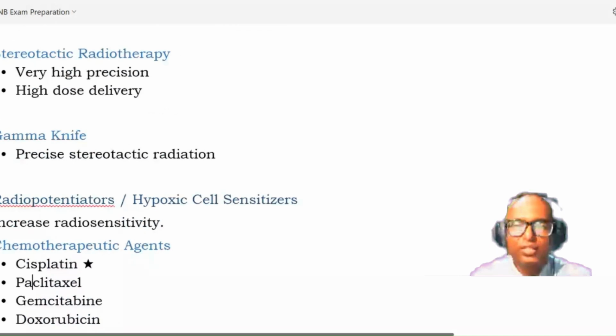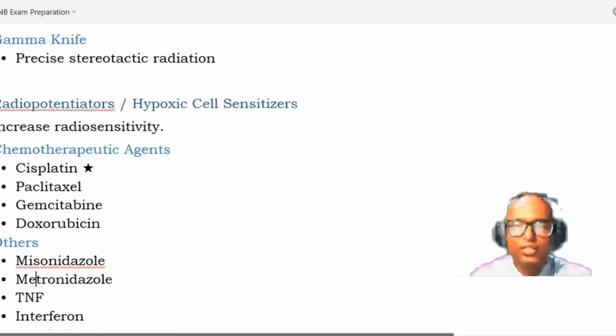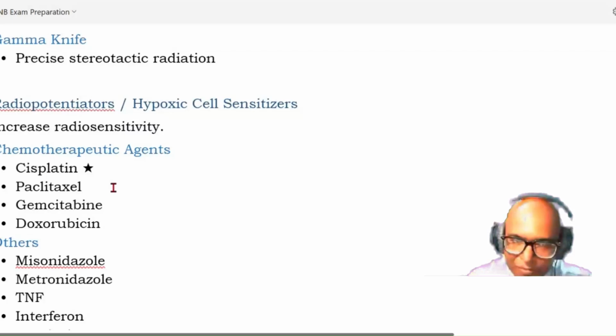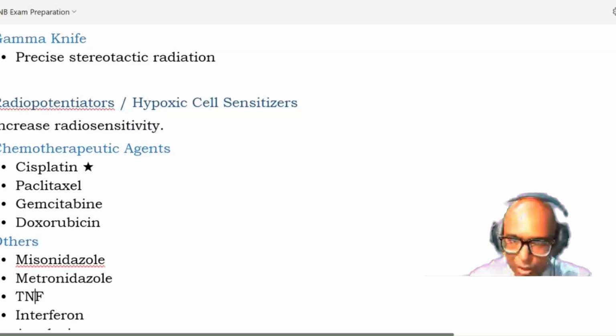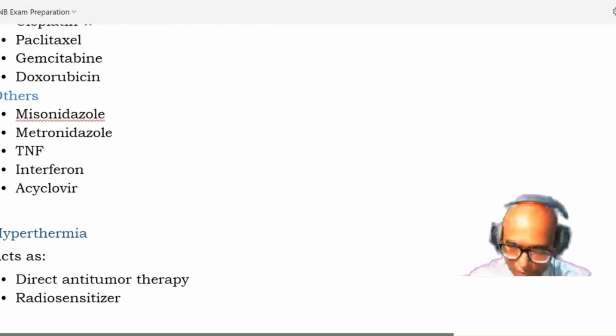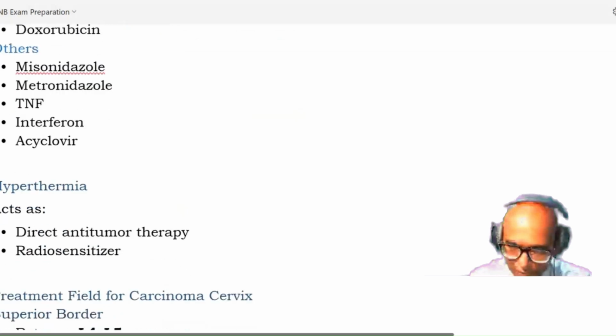Okay. Then there are certain radio potentiators or hypoxic cell sensitizers that will increase the radiosensitivity. Which are these agents? You have chemotherapeutic agents and some other agents. In chemotherapeutic agents, you have cisplatin, paclitaxel, then gemcitabine, and doxorubicin. These are the radiosensitizers. The others are misonidazole, metronidazole, TNF, interferon, and acyclovir. So these are the radiosensitizers. Then hyperthermia also acts as a direct anti-tumor therapy, and it is also a radiosensitizer.